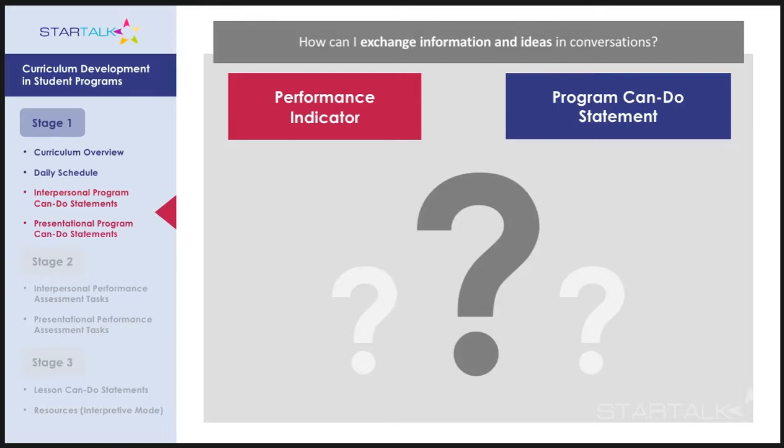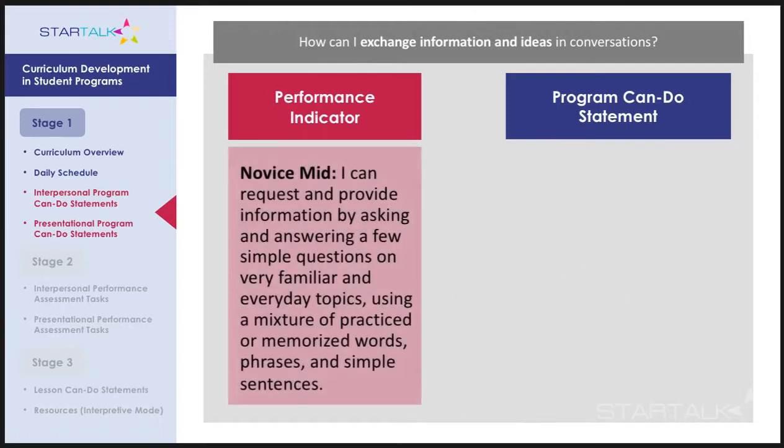So a program begins by determining the performance indicator that is most appropriate for their students. In this case, with the model curricula, the program chooses Novice Mid. And when you look closely at what is there, and this is provided for you in the document and is selected within the online template, you know what students can do.